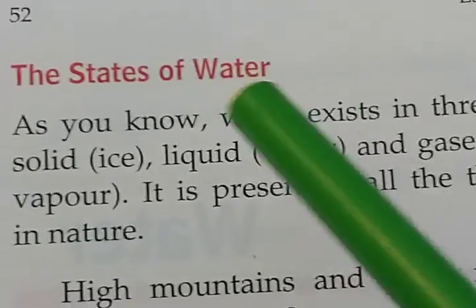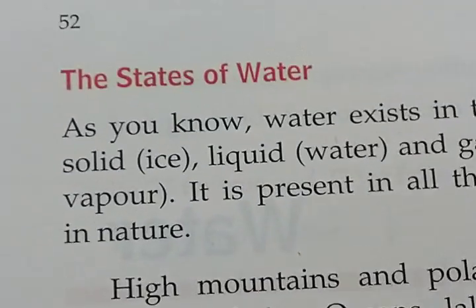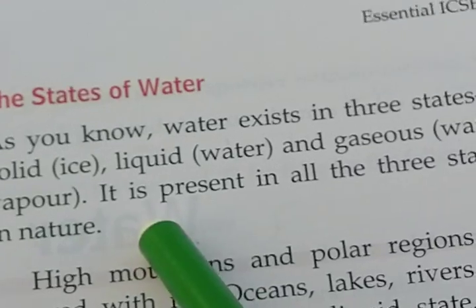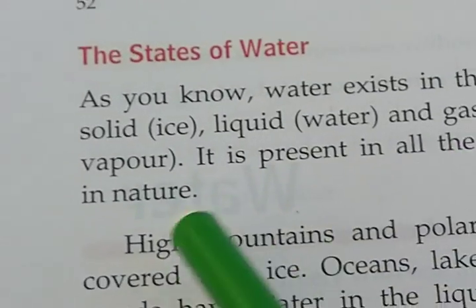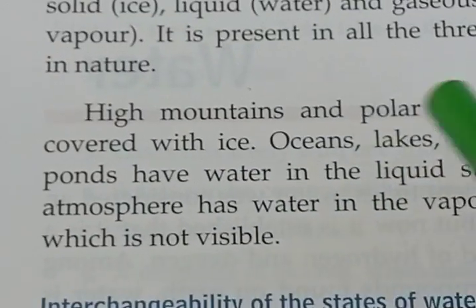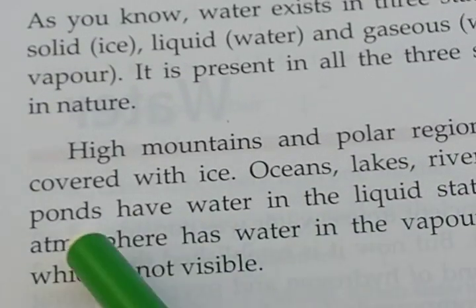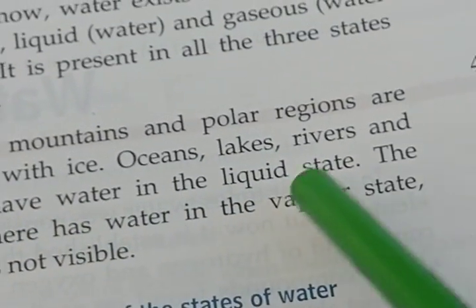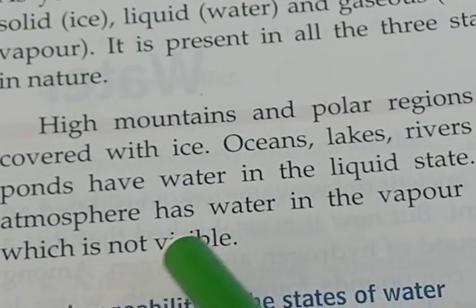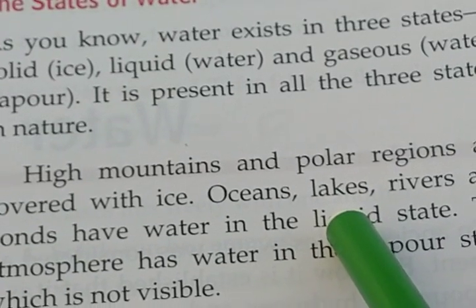Now, the states of water. As you know, water exists in 3 states: solid, liquid, and gaseous. It is present in all 3 states in nature. High mountains and polar regions are covered with ice. Oceans, lakes, rivers, and ponds have water in the liquid state, and the atmosphere has water in the vapor state, which is not visible. So normally 3 states are found for water.